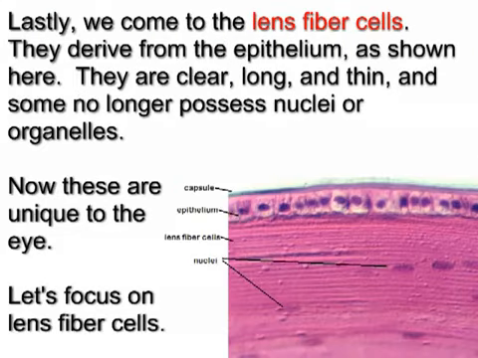Lastly, we come to the lens fiber cells. They derive from the epithelium, as shown here. They are clear, long, and thin, and some no longer possess nuclei or organelles. Now, these are unique to the eye. Let's focus on lens fiber cells.